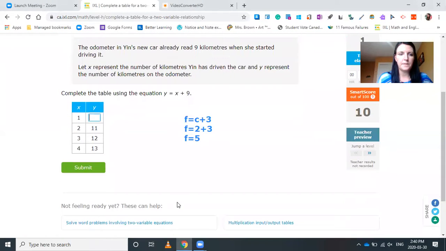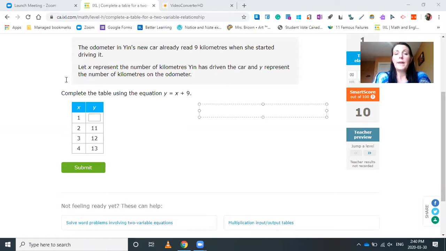Great. Okay, let's try another question. I suggest you pause, figure it out, come back. All right, so let's read it together. The odometer in Yen's new car already read 9 kilometers when she started driving it. Let X represent the number of kilometers Yen has driven the car, and Y represent the number of kilometers on the odometer. Complete the table using the equation Y is equal to X plus 9.